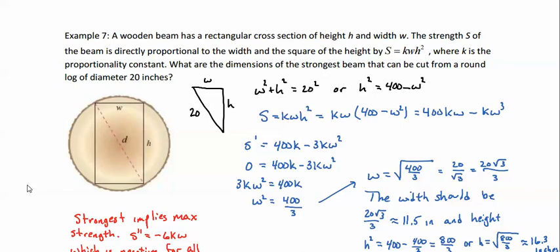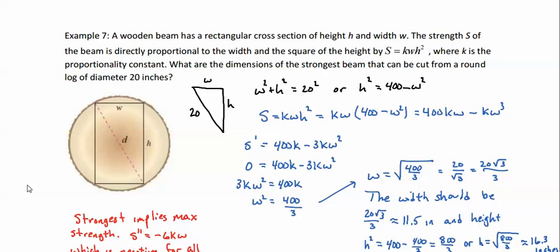All right, a wooden beam. A wooden beam has a rectangular cross-section of height h and width w. The strength S of the beam is directly proportional to the width and the square of the height by S equals k w h squared, where k is the proportionality constant. What are the dimensions of the strongest beam that can be cut from a round log of diameter 20 inches?